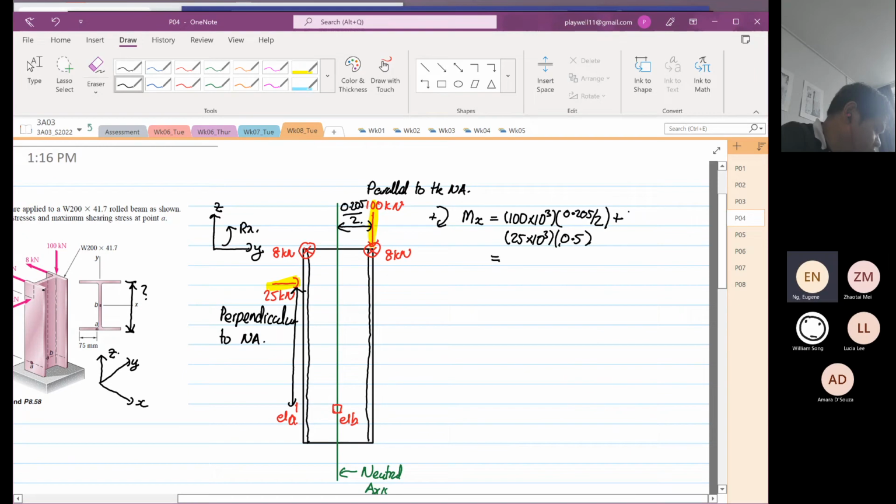So this will be equal to 100 times 0.205 divided by 2, which is 10250, plus 25 times 10 to the power 3 times 0.5, which is 12500. So the whole thing is 10250 plus 12500, equal to 22,750, or 22.75 times 10 to the power 3 Newton meter, and it's going in a clockwise direction. So a clockwise direction, we know that this is your moment.